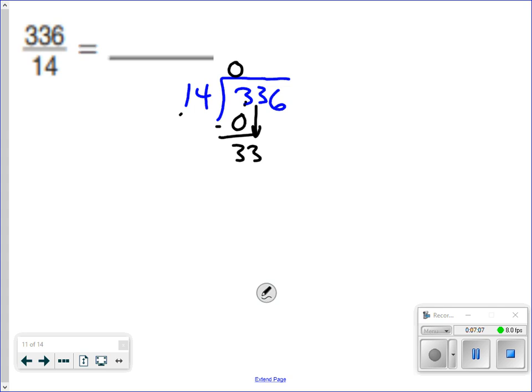A lot of times kids just go right from the 14 into 33. I don't want you to do that. I want you to get this place value holder right away. Anyways, back to the problem. How many times does 14 go into 33?